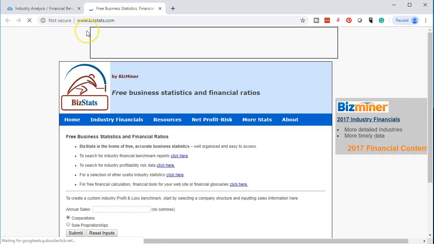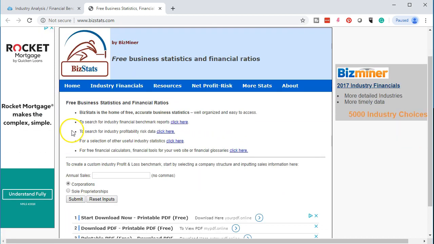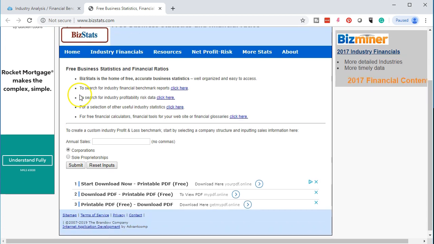As we do so, you can see the URL up top, www.bizstats.com, bizstats.com. We scroll down and we see we have the free business statistics and financial ratios. BizStats is the home of free, accurate business statistics. We're going to look here to research for industry financial benchmark reports. That's what we want to do.